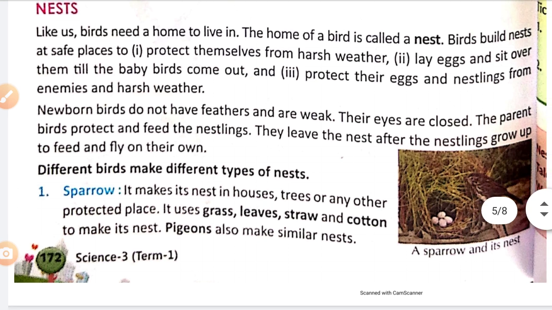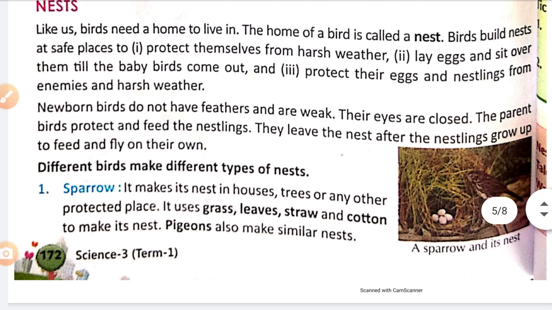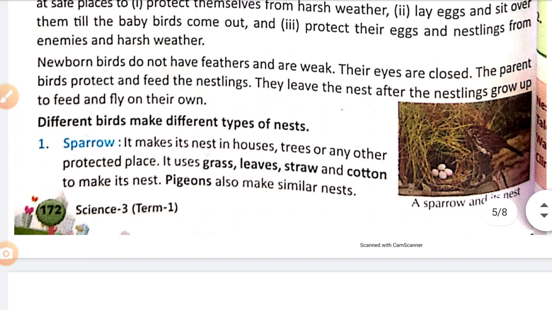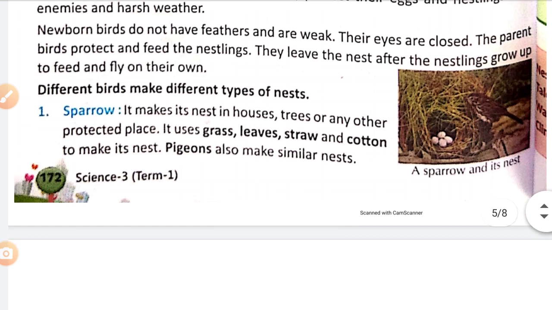Nest. Like us, birds need a home to live in. The home of a bird is called a nest. Birds build nests in a safe place, first to protect themselves from harsh weather. Second, to lay eggs and sit over them till the baby birds come out. And third, to protect their eggs and nestlings from enemies and harsh weather.